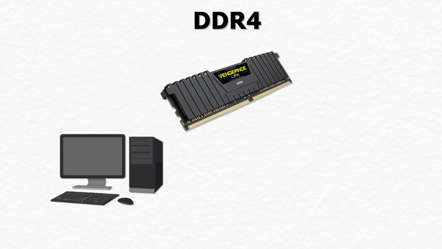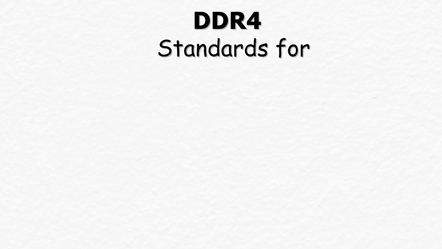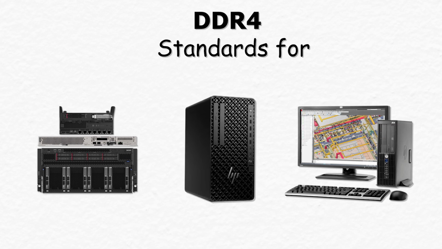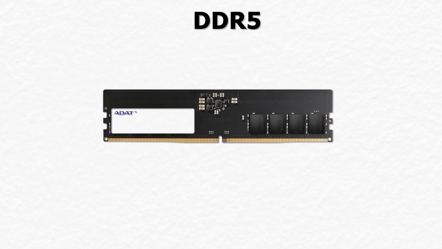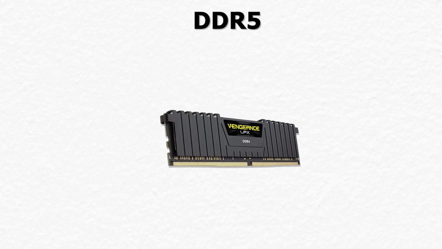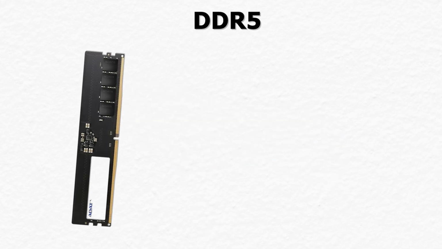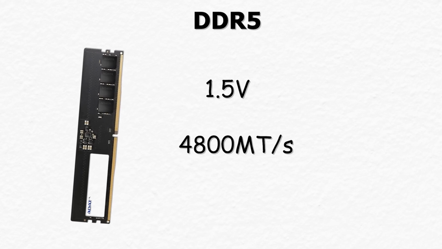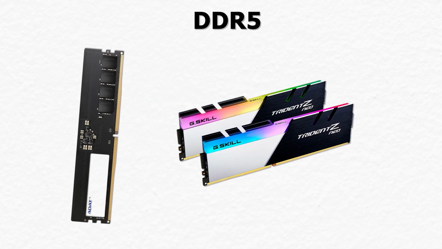DDR4 dominated the desktop and laptop market for nearly a decade and became the standard across servers, workstations, and consumer PCs alike. DDR5. DDR5 began reaching consumers around 2021. The jump from DDR4 to DDR5 was significant in several ways. Voltage moved to 1.1 volts, and base speeds started at 4800 megatransfers per second, already faster than most high-end DDR4 kits.